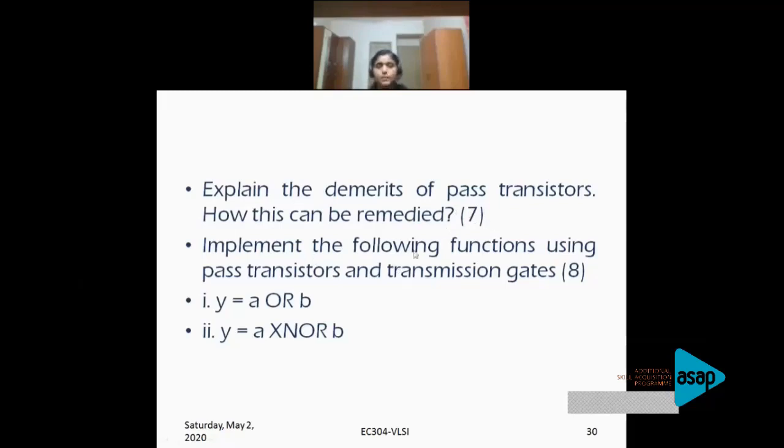And another question is, implement the following functions using pass transistors and transmission gates. So it is A or B, A XOR B, A XNOR B. Both are 2 input functions and very easy to implement. And they've given 8 marks for that. So you can easily score 8 marks in that also. So these are some questions related to transmission gate that we have seen in the university question papers.